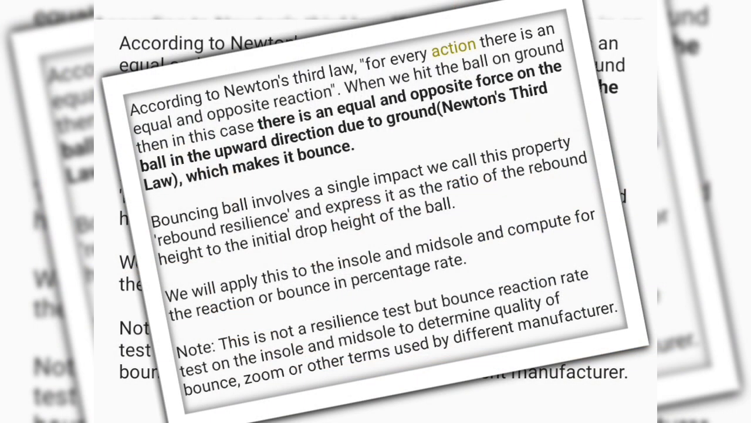According to Newton's third law, for every action there is an equal and opposite reaction. When we hit the ball on the ground, there is an equal and opposite force on the ball in the upward direction due to the ground, which makes it bounce. A bouncing ball involves a single impact.